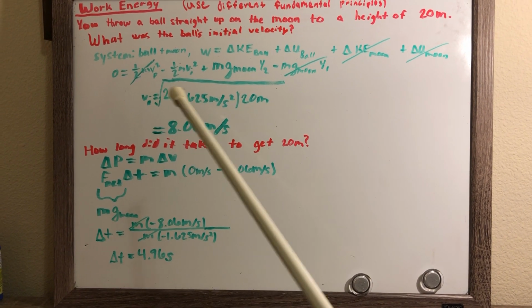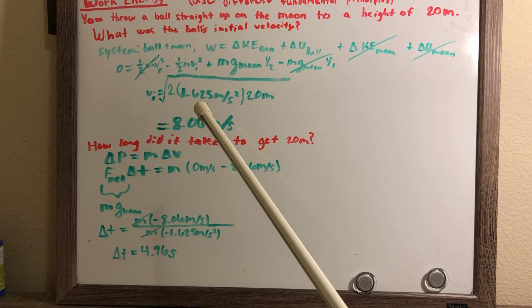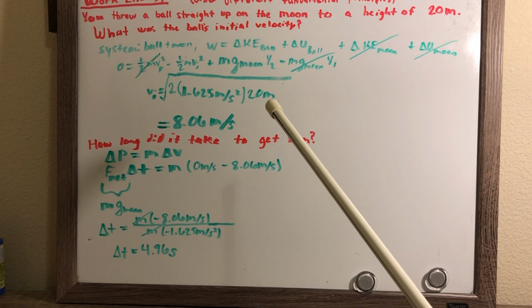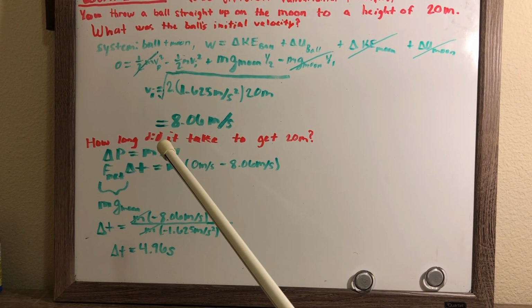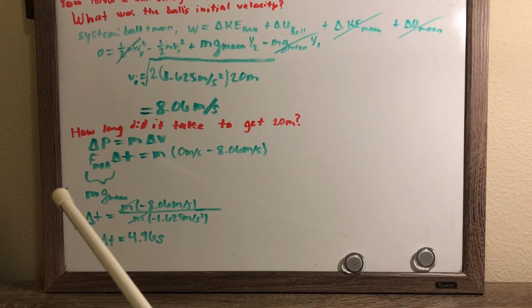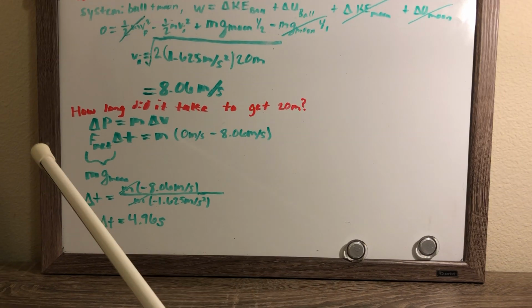So then we solve for v_i, and we get the square root of 2 times 1.625, which is the gravitational constant of the moon, times 20 meters, which is how high it goes, and we get that the initial velocity is 8.06 meters per second. Next, we want to find out how long it took to get to 20 meters.